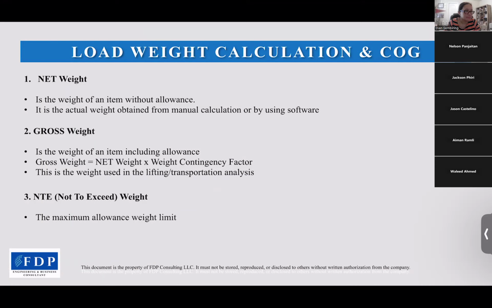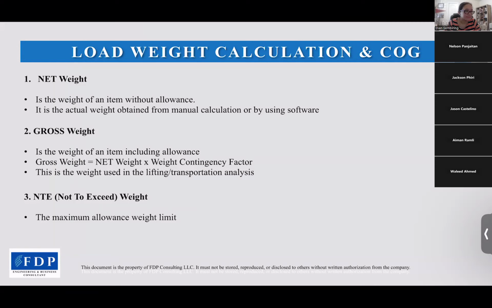In the lifting operation, we always refer to the gross weight. Personally, I never use the net weight. The net weight is the weight of an item without allowance. It's the really basic weight that we get from the drawings or the weight control report. This is the actual weight obtained from manual calculation, software, or the drawings themselves, while the gross weight is the weight of an item including allowance.